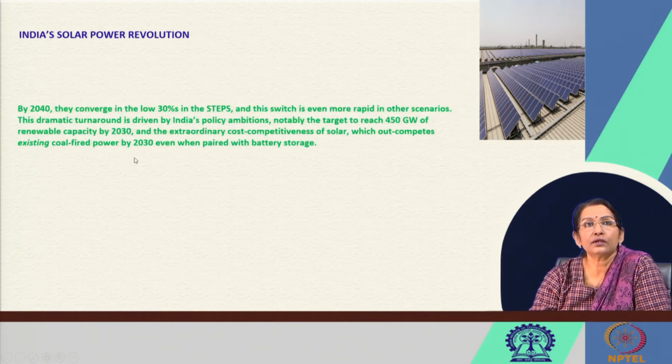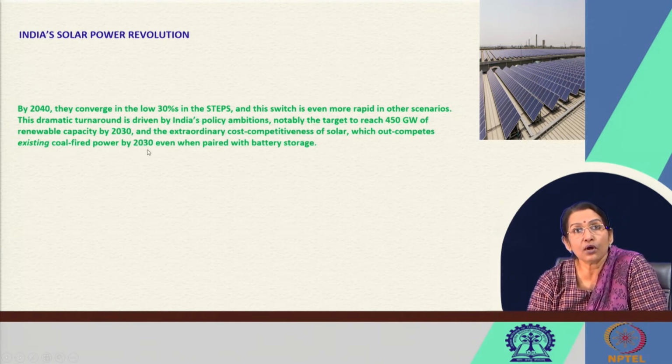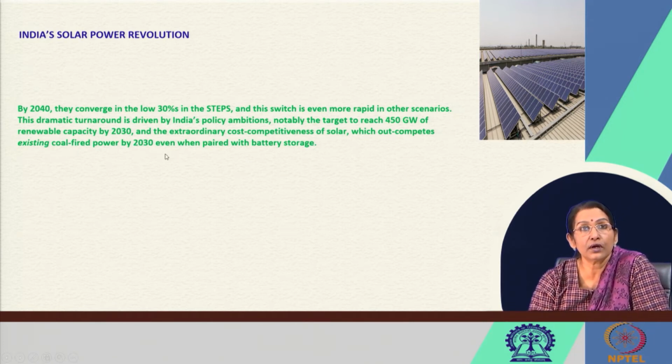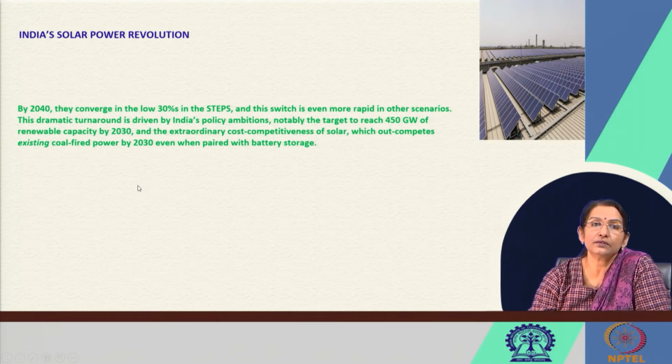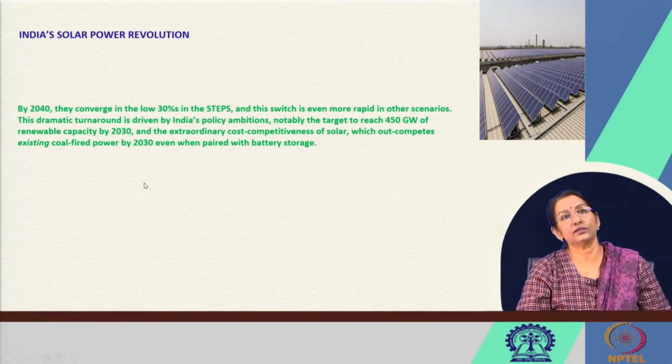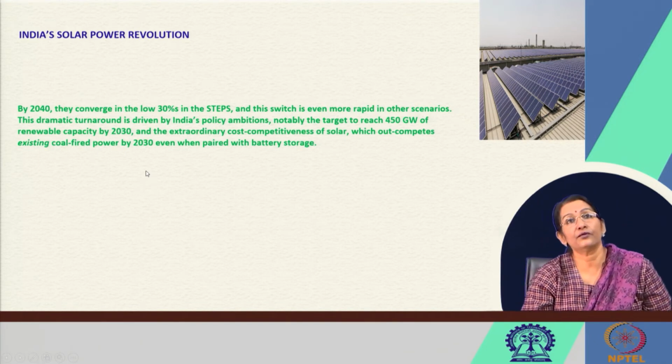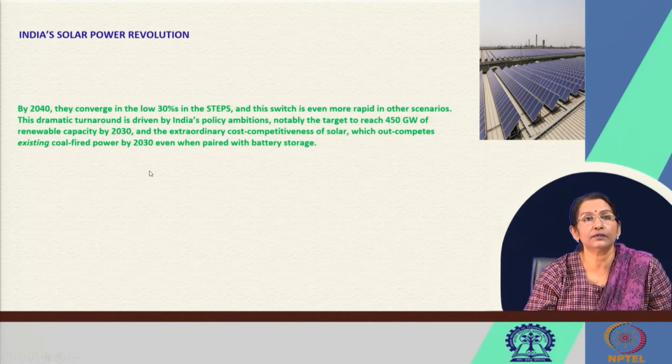The solar power revolution has already taken place. It is predicted that by 2040 the share will gradually improve to the low 30% range. India's policies and ambitions focus on 450 gigawatts of renewable capacity by 2030, so that by 2030 at least we can ensure clean and affordable energy for our country.